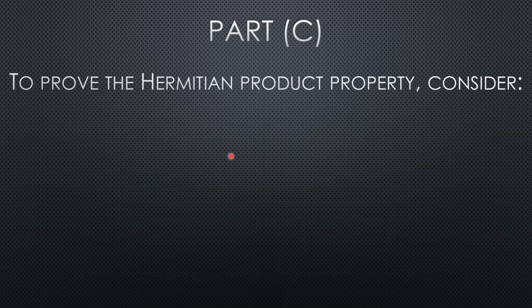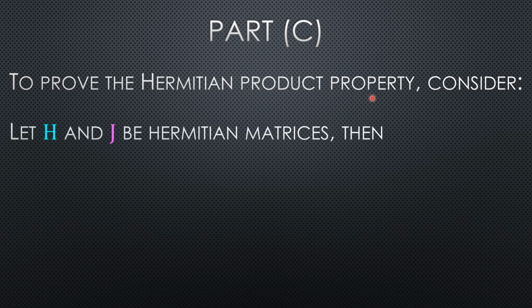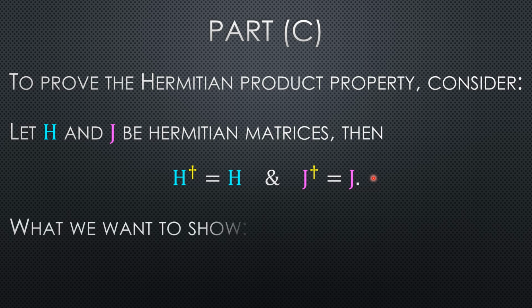The third part here, to prove the Hermitian product property, we need to consider two Hermitian matrices, H and J. By definition, that means that the Hermitian conjugate, Hermitian adjoint, or just the adjoint, there's 1,000 words for it, is equal to itself. And we saw this time and time again throughout quantum mechanics. That being said, the goal here is that we want to show that the product HJ with the dagger is equal to HJ. How does this happen?